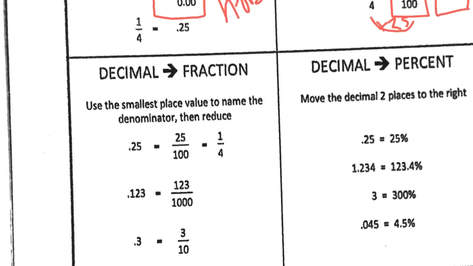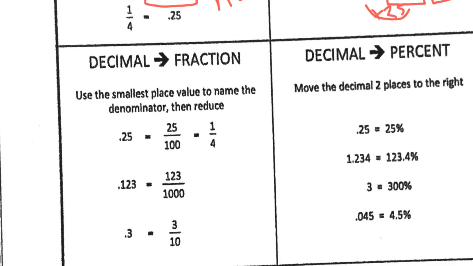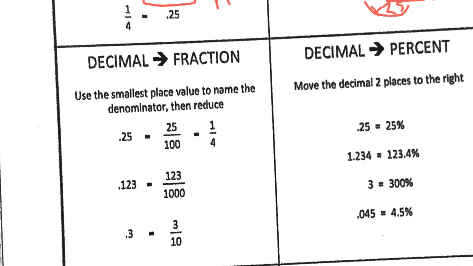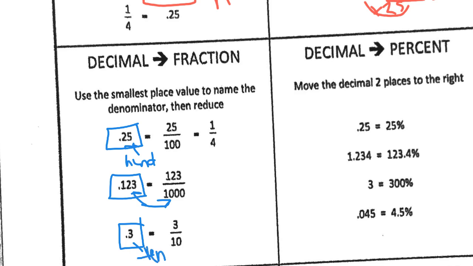Down here we have decimal to fraction. Decimal to fraction is the trickiest one, I think. It's putting this number that they give you, like 0.25, over 100 because it goes to the hundredths place. So since that goes to the hundredths, you put it over 100. Now this one here, it goes to the thousandths place, so you have to put it over 1,000. This one down here, it only goes to the tenths place. We know our place values. That only goes to the tenths, so that's why they put it over 10. So you're just taking that decimal and you're putting it over whatever place value it goes to.